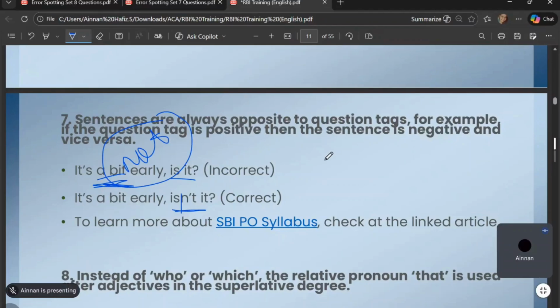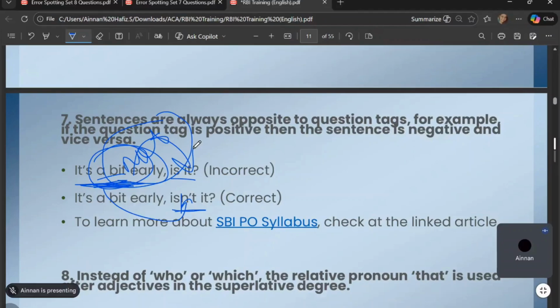So sentences are always opposite to question tags. If your sentence is positive, your question tag should have the not format. And if your sentence has a not format in it, you remove the not from it. For example, did you eat your breakfast? So what will be the question tag? Positive. So what would be your question tag, negative or positive? Negative, ma'am. Okay. If your sentence is positive, your question tag is negative.